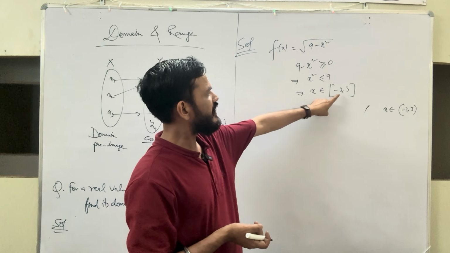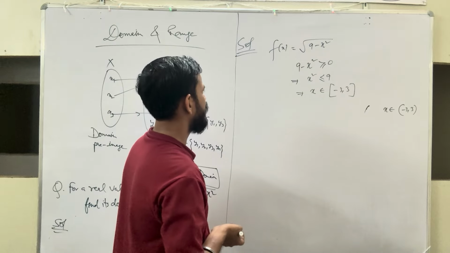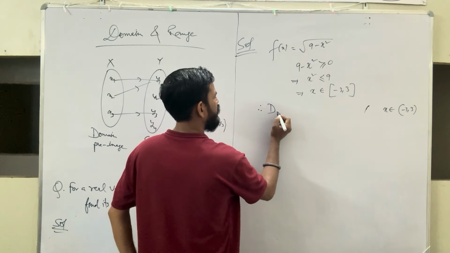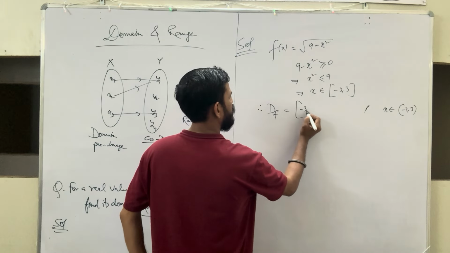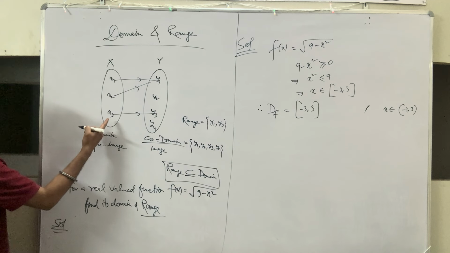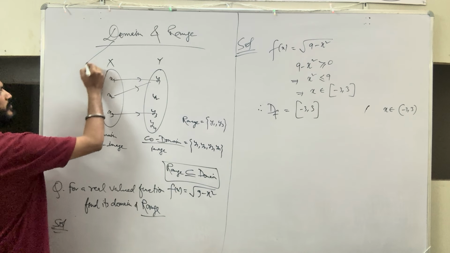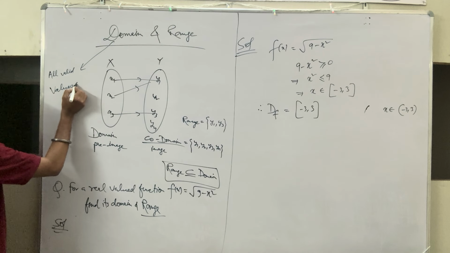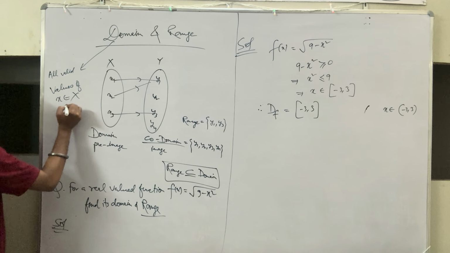Since we are allowed to take 3 and minus 3, because if you take 3 or minus 3, this will become 0, it will indeed be non-negative. Hence we should keep it in a closed bracket. So therefore the domain of f will be [-3, 3]. So domain, you see, this set is the domain and this set is the range. So what is domain? How can we define domain? All valid values of x which belong to X.